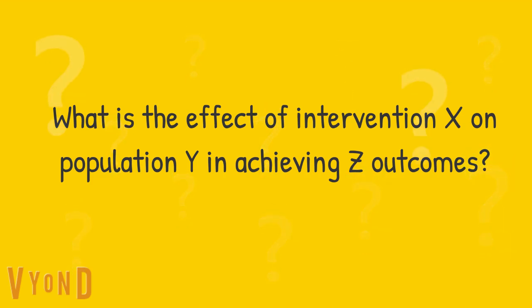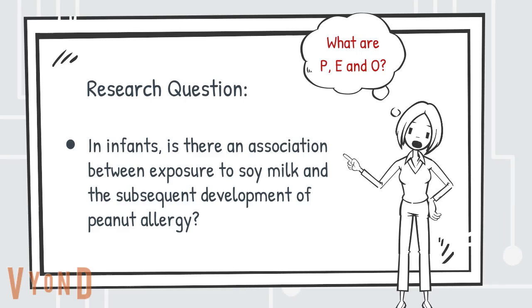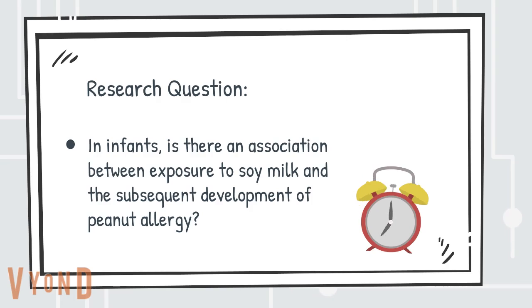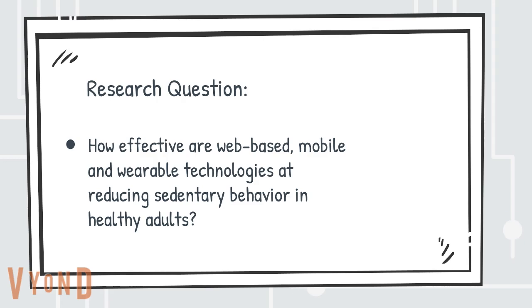Let's look at this example of a research question and find out what the elements are. Now, I have a research question for you. Take a moment to identify the P population, E exposure, and O outcome on your own. Pause the video if you need more time. Once you're ready, hit play, and I'll reveal the answers so you can see how you did. Great job! Let's look at another example. Again, feel free to pause the video if you need more time.